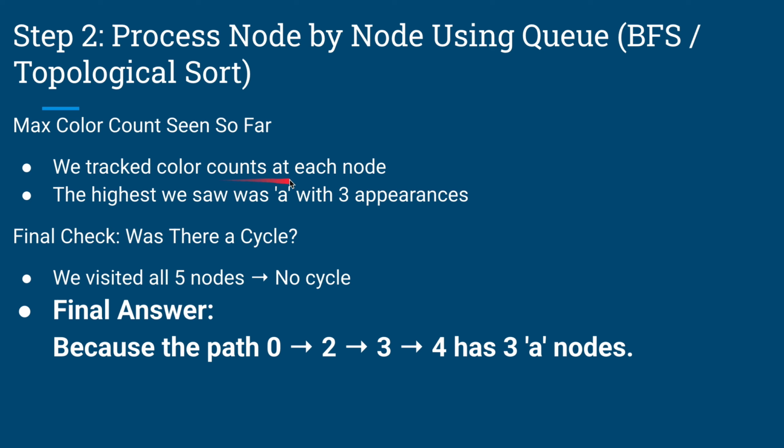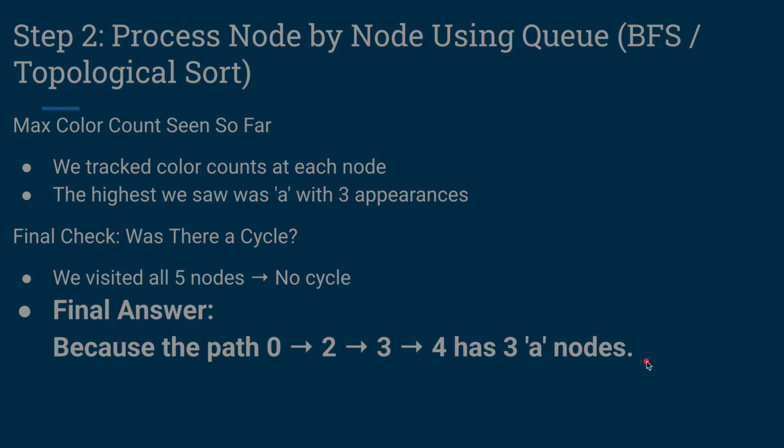We'll track the color count at each node. The highest we saw was 3 appearing. So the final check: was there a cycle? No, there was no cycle. We have already visited all 5 nodes, and there is no cycle. So the final answer: the path was 0, 2, 3, 4. We have 3 A nodes, and that is why we are returning 3.